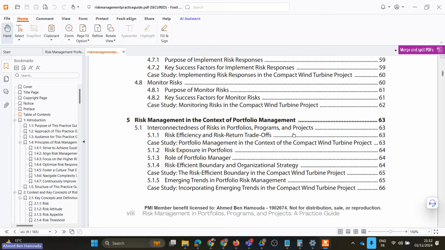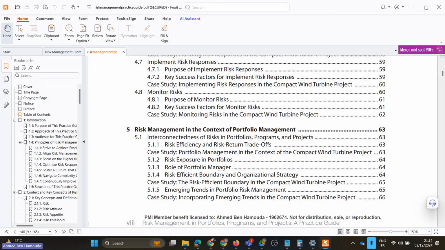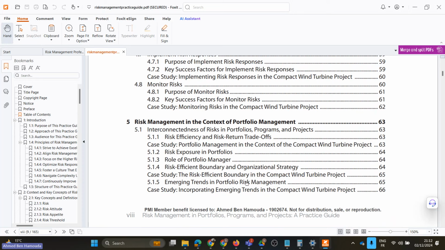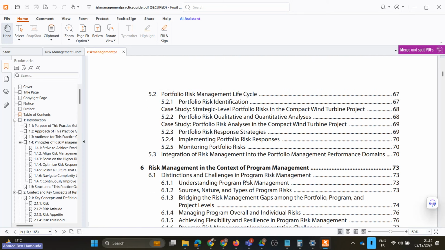programs, and projects. Now, here are some key new things. Actually, these are on an advanced level, such as risk efficiency and risk return trade-offs. Then the guide goes through a case study, then risk exposure in the portfolio. What's the role of the portfolio manager? And risk efficient boundary and organizational strategy. Then some illustration with the case study. Then emerging trends in portfolio risk management and illustration with the case study.